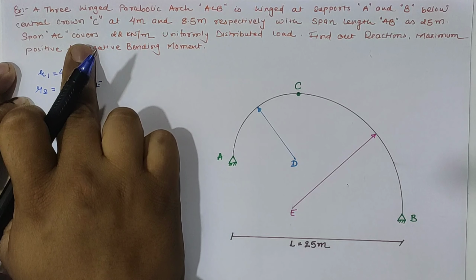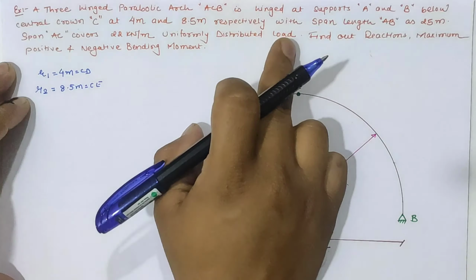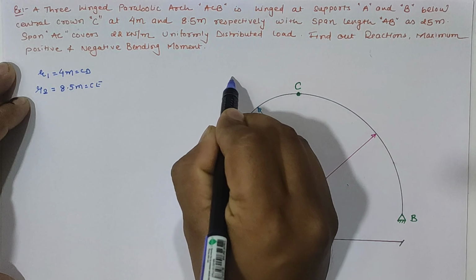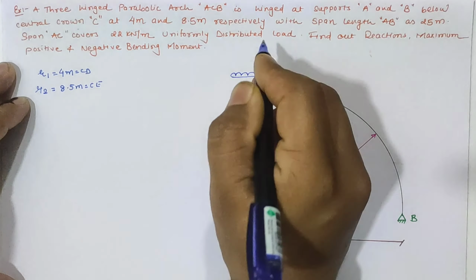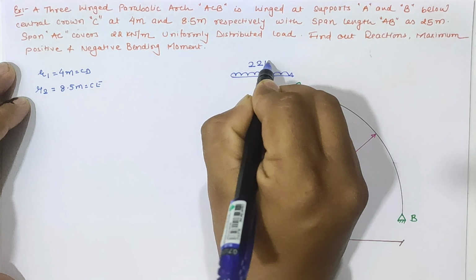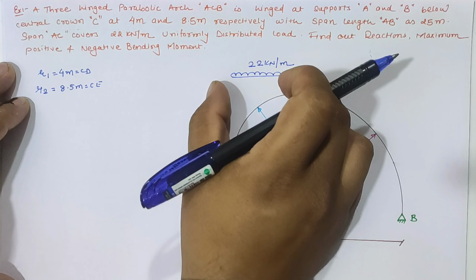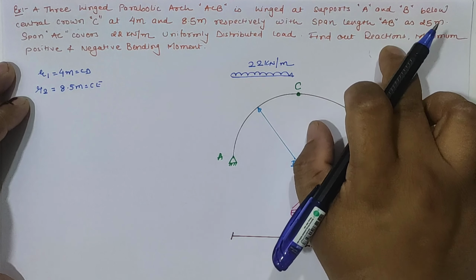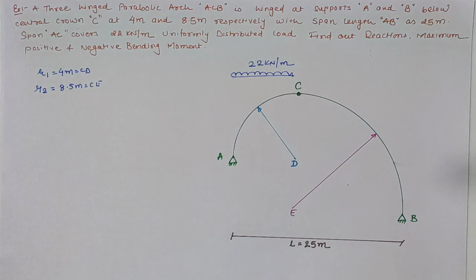Span AC carries a 22 kilonewton per meter uniformly distributed load. So the A to C span is totally covered by a UDL of 22 kilonewton per meter. We do not have the length of the UDL. We have to calculate the reactions and the maximum positive and negative bending moments according to the given loading system.